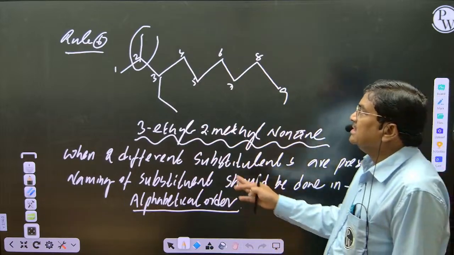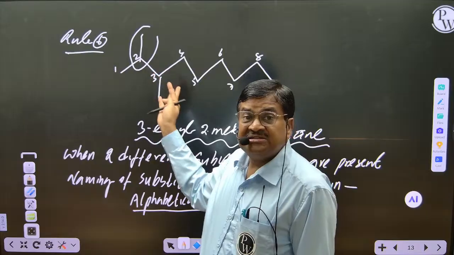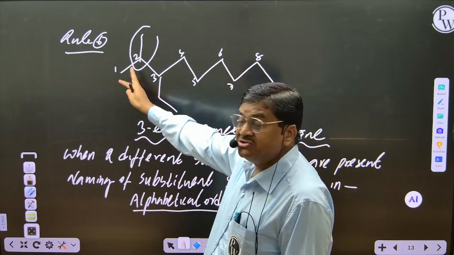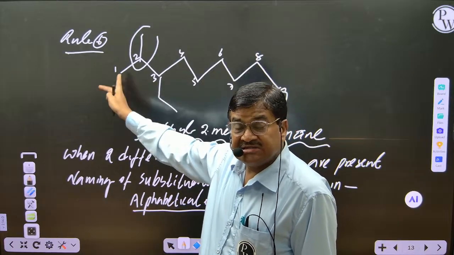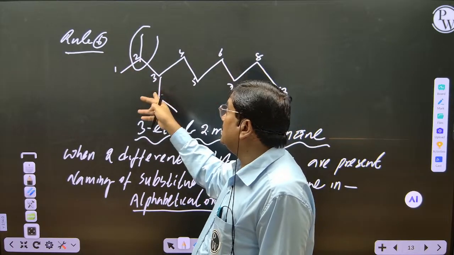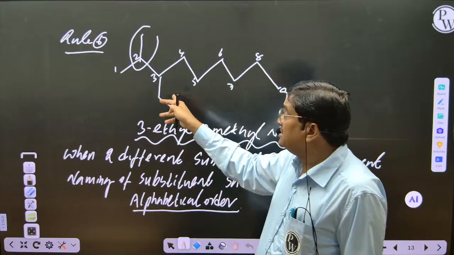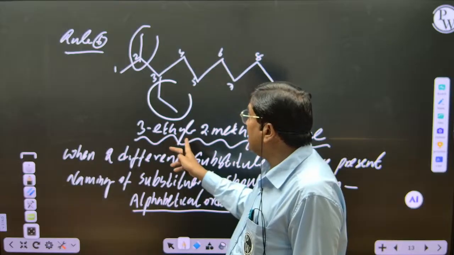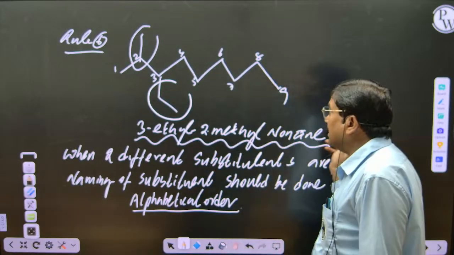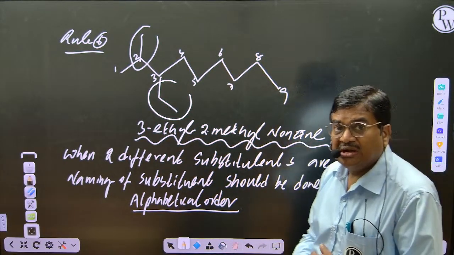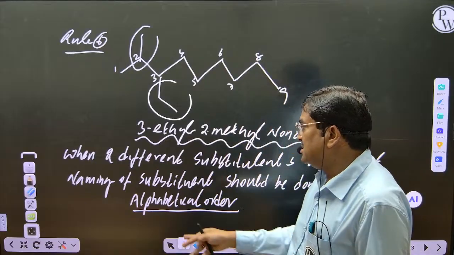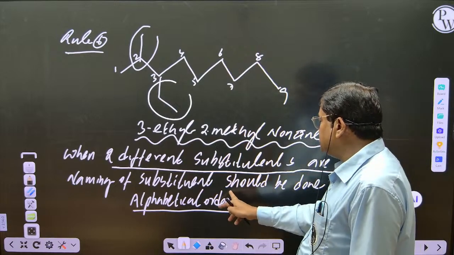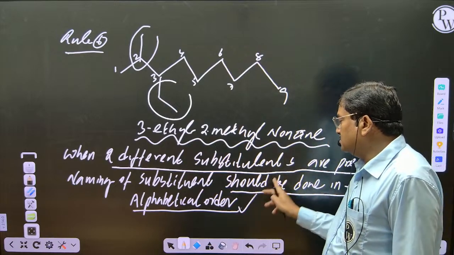Rule 6C. In rule 6, whenever two different substituents are there, see, this is methyl, this is ethyl. No doubt numbering should be done from the left side only because the first locant is coming same. Then you have to name alphabetically. Even though the number is more for ethyl, ethyl should be written first. 3-ethyl, 2-methyl, nonane. This is rule 6. Understood? So two different substituents, that's what we wrote here. When two different substituents are present, naming of substituents should be done in alphabetical order.